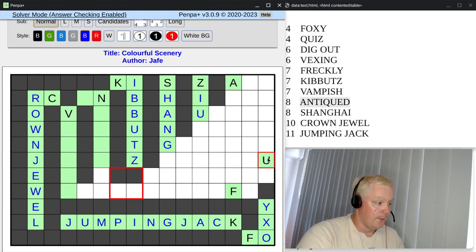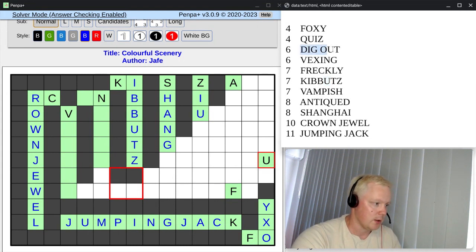This U, so the longest word this can be is can't be this, can't be this, can't be this. Could be antiqued, but then it would have to start... This wouldn't even be the starting letter, so we could use QITNA to reach here, and that's way too short. So this cannot reach here, and obviously all the other words containing U are much shorter. Kibbutz is used. Dig out only has 4 letters, so 1, 2, 3, 4, much too short to reach here. So it has to be the freckly.